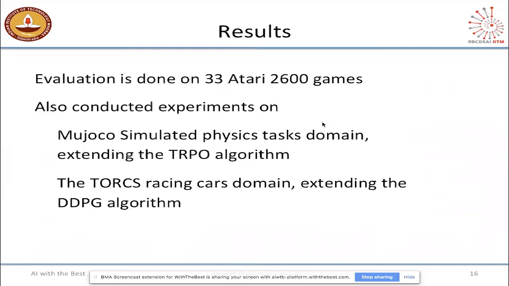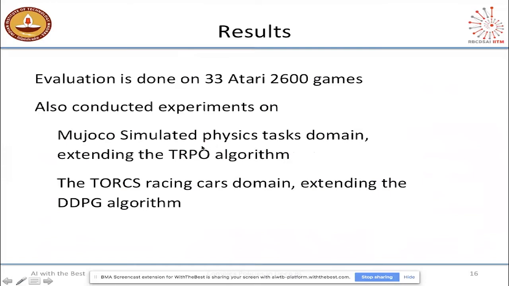Right? So we did evaluations on multiple domains. We did it on the Atari suite, a suite of 33 Atari games. And we also conducted experiments on MuJoCo, where we used the TRPO algorithm, and also on TORCS, where we extended the DDPG algorithm. So with the Atari, we used A3C.